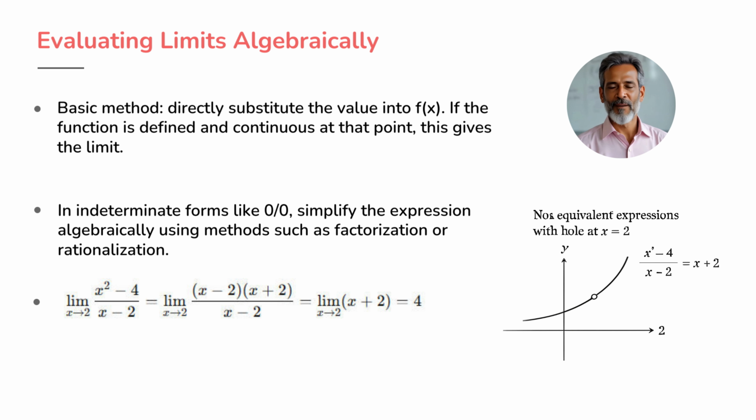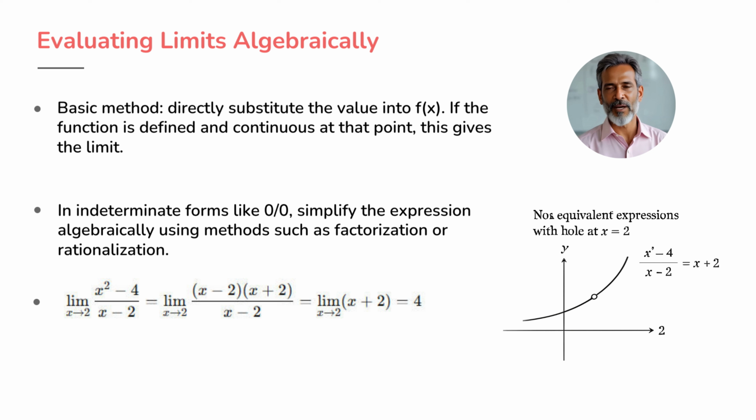For example, consider the limit as x approaches 2 of the function x squared minus 4 over x minus 2. Written mathematically, limit as x approaches 2 of x squared minus 4 divided by x minus 2. At first glance, substituting 2 gives 0 divided by 0, that pesky indeterminate form. But notice that x squared minus 4 factors into x minus 2 times x plus 2.